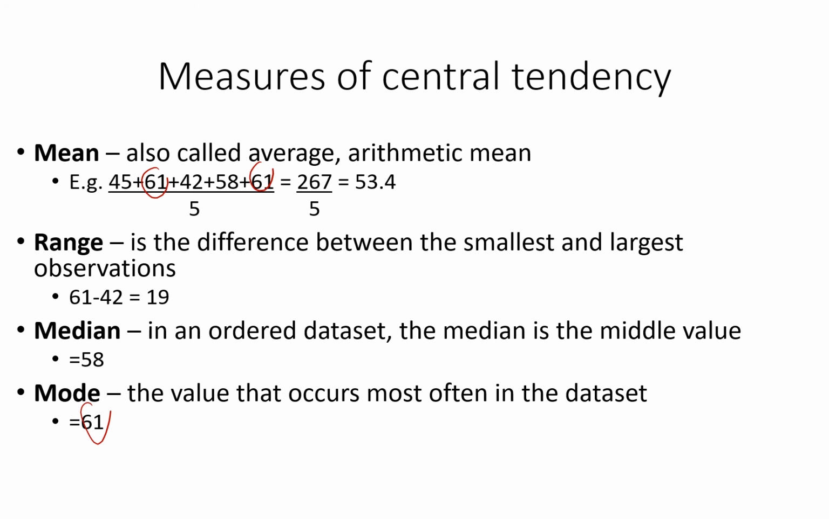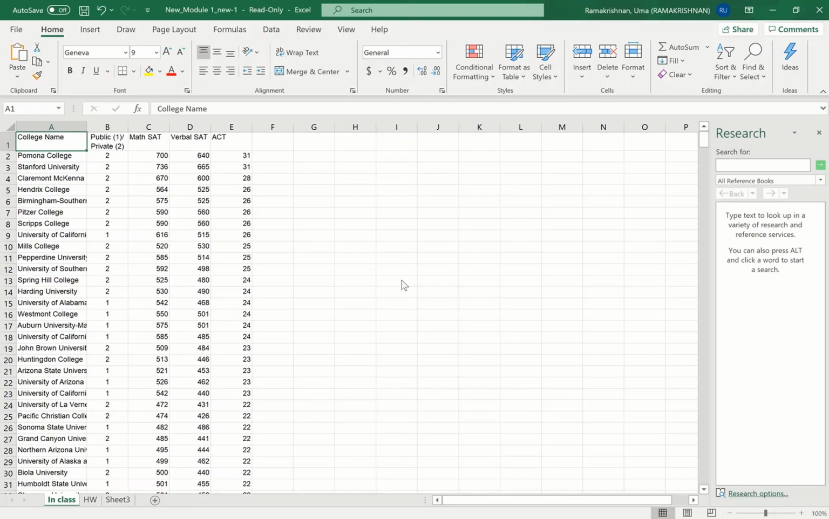Now let's look at a data set to understand these terms. Here you have a list of colleges with average SAT and ACT scores for incoming freshmen. The population are colleges in the US. The sample are these specific colleges. The SAT scores are the variables measured.